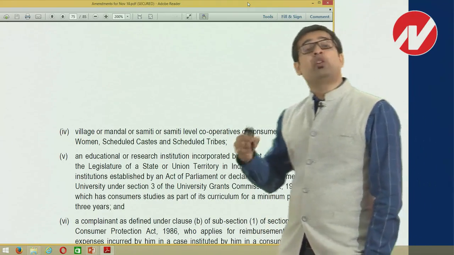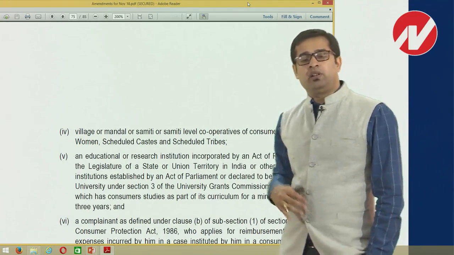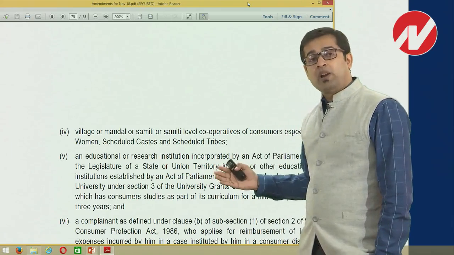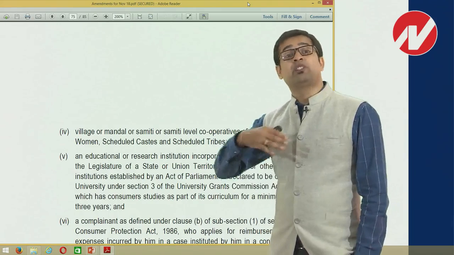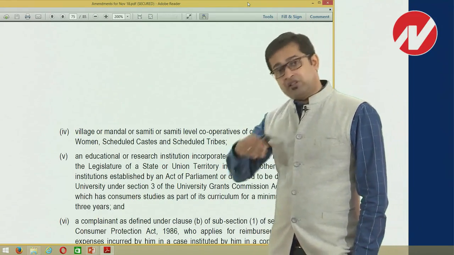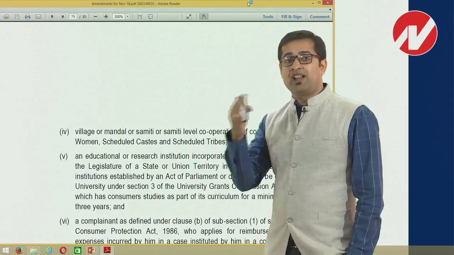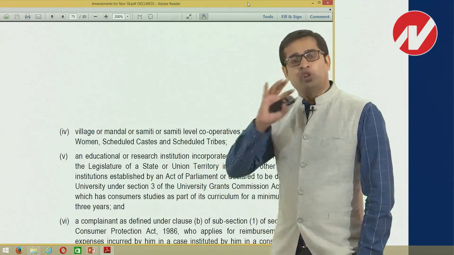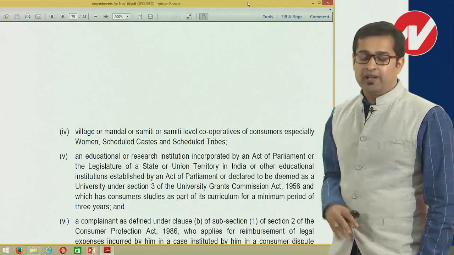More importantly, any educational institute approved under UGC which, as part of its curriculum, provides consumer awareness or consumer studies for more than 3 years, then yes, this amount will also be transferred to such an educational institute, because that institute keeps consumer studies as part of its curriculum. So ultimately this amount will somewhere benefit consumer welfare activities.